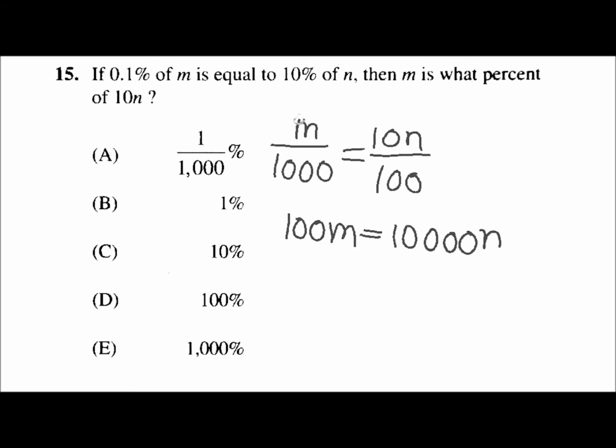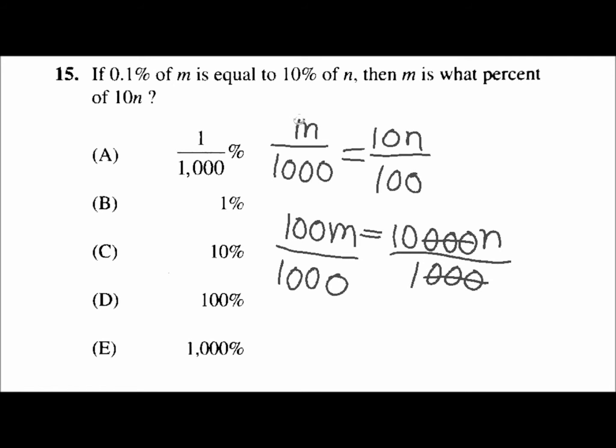Now, what we want to end up with is 10N. So what do I have to divide this side by in order to just have 10N over here? I know I need to divide this side by 1,000 because I've got 3 zeros I've got to get rid of. So I'm going to just put 1,000 under here and mark those zeros out over here. But I've got to also divide this side by 1,000.